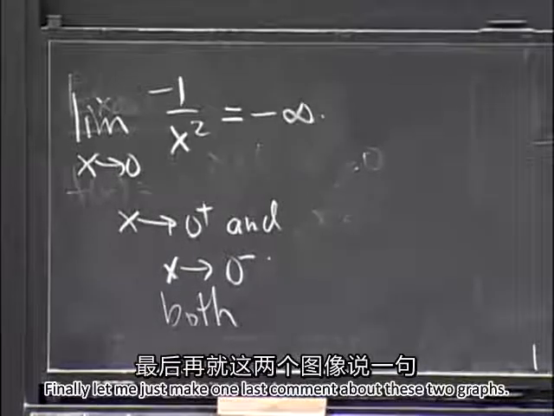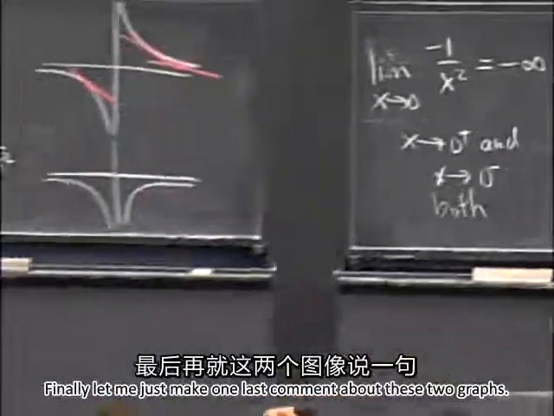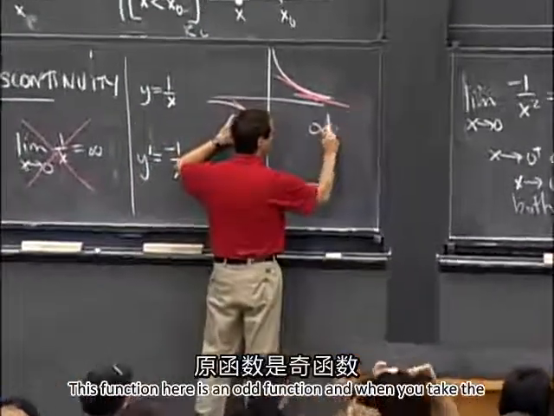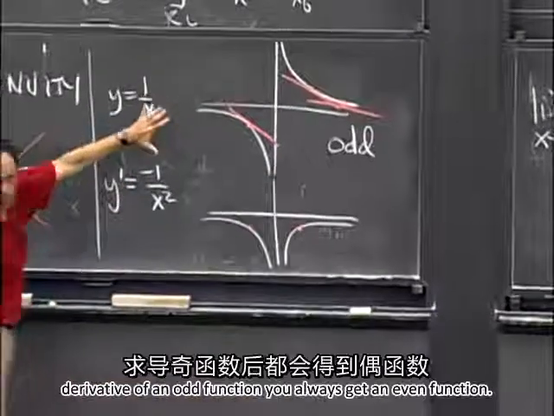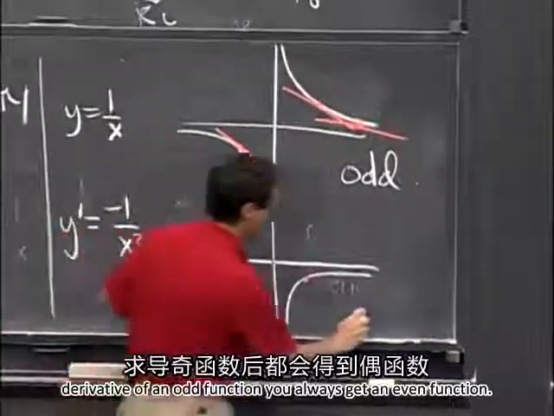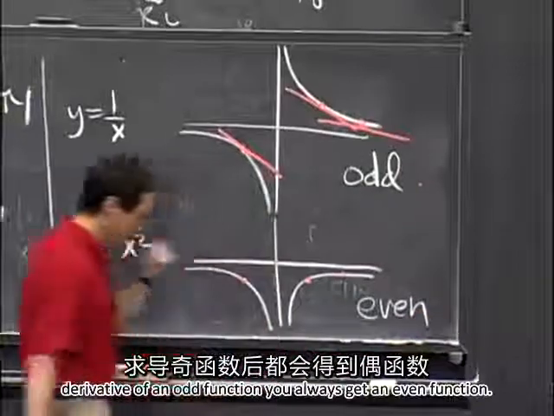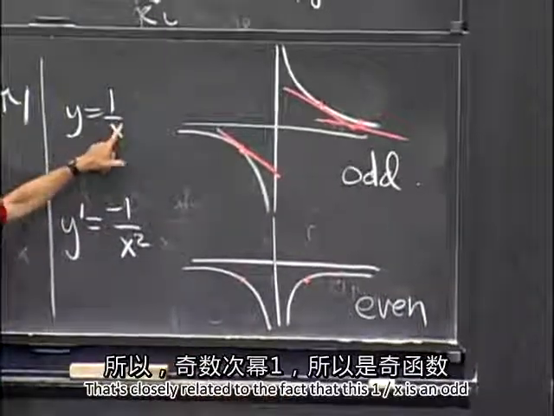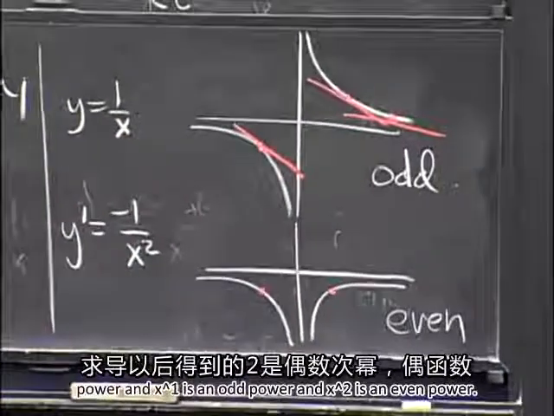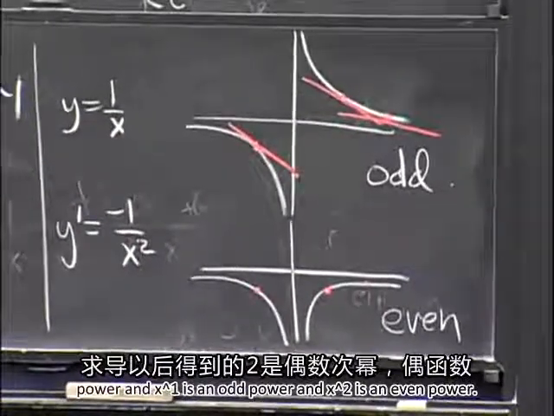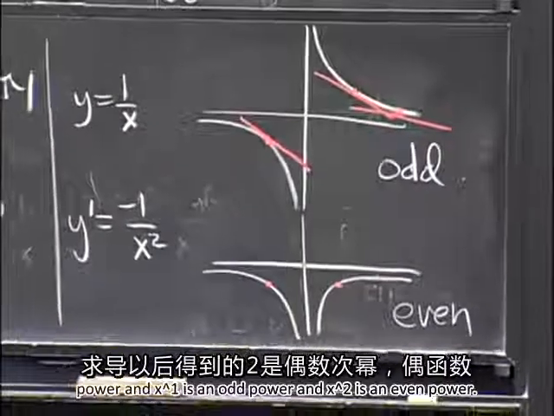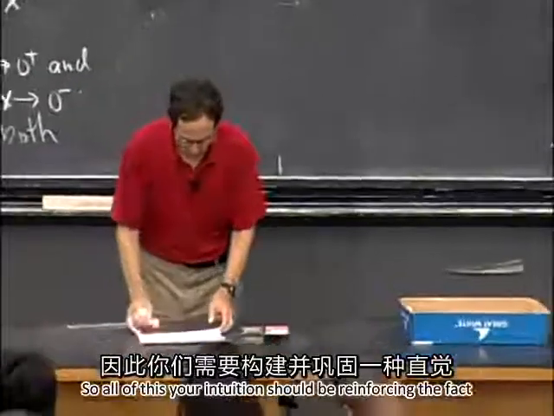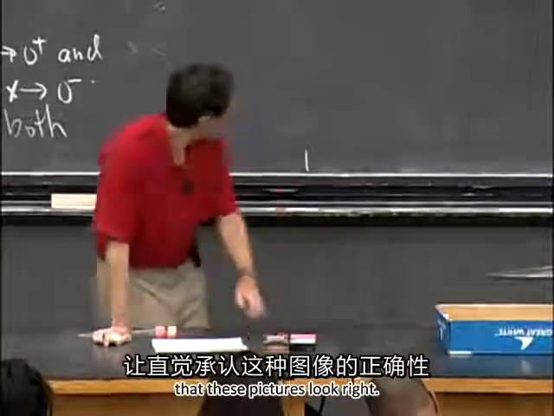And finally, let me just make one last comment about these two graphs. This function here is an odd function. And when you take the derivative of an odd function, you always get an even function. And that's closely related to the fact that this 1 over x is an odd power, and x to the first power is an odd power, and x squared is an even power. So all of your intuition should be reinforcing the fact that these pictures look right.